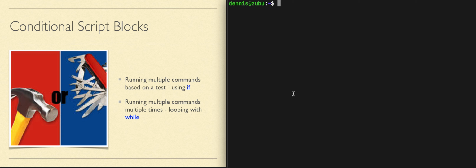Sometimes when we run a test, we have several commands to run based on the success of that test or failure of that test. And when those commands are done, we need to retest to see if it has changed the test result. If it hasn't, we need to do the commands again. We need to keep doing them until the test comes out successful. For that, we use the while command. Let's take a look at these.